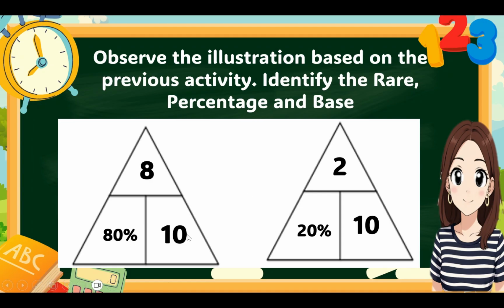So that means 10 is our base and 8 is just part of the whole, part of that 10 paper clips. So therefore, 8 is our percentage or a part of a whole. Percentage means a part of a whole. So 8 is the percentage, and 80%, which is written with a percent sign, is the rate. Again, 80% is the rate, 10 is our base, and 8 is our percentage.